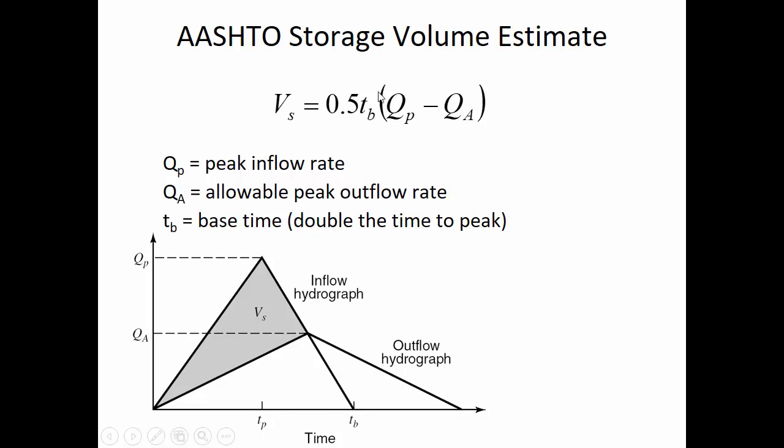So if you know an allowable discharge flow rate, and if you know the peak flow rate that's going to come in, what the AASHTO method says is that you can assume a triangular hydrograph for both of those, and the base time you assume is twice the time it takes for the water to go to its peak. And so then the storage volume is just half of the base time times the difference between the peak flow rate and the outflow allowable flow rate. So it's kind of the area above the outflow curve, but below the inflow curve.